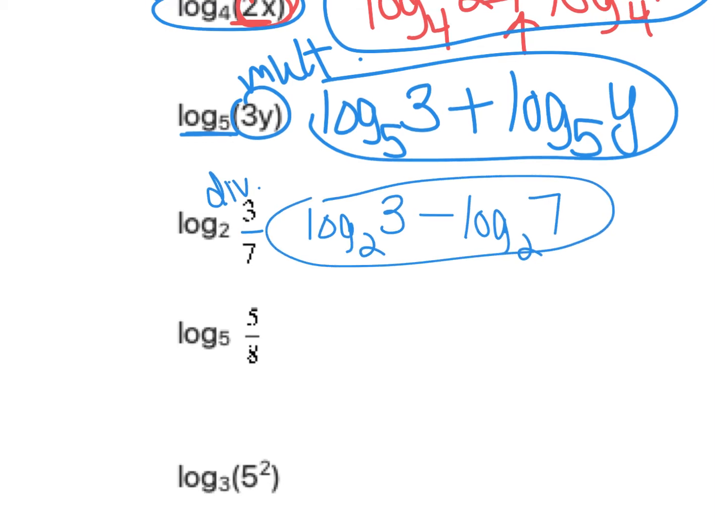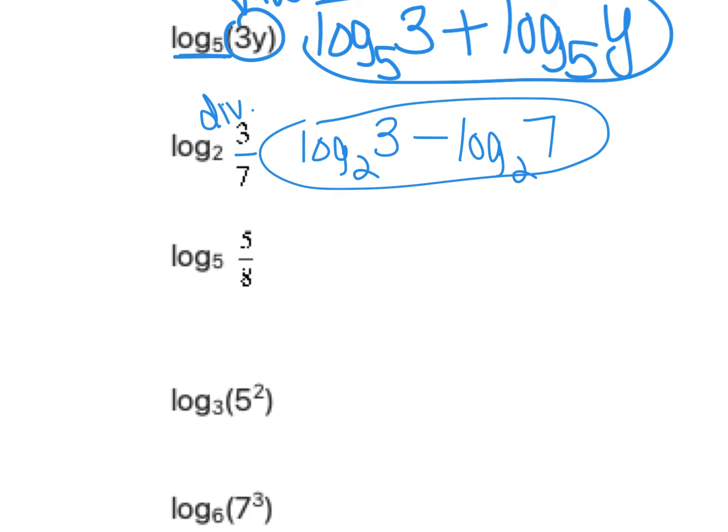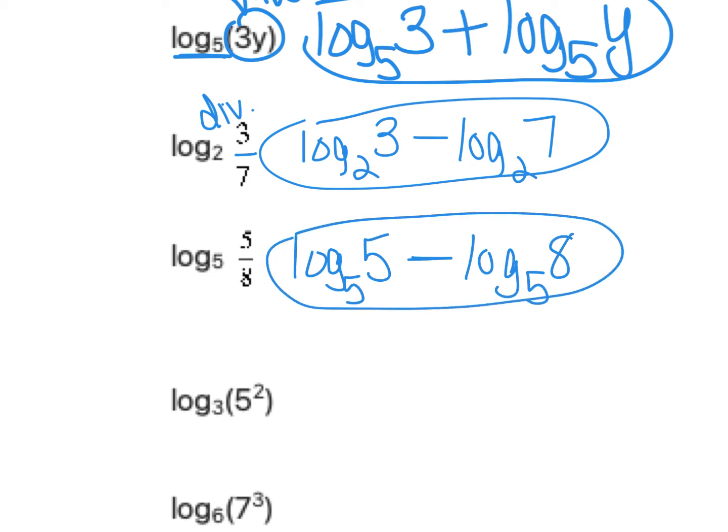Okay, so then the next one, we got log base 5 of 5 divided by 8. Division means subtraction. So we're going to log base 5 of 5, okay, minus log base 5 of 8. And technically, if we wanted to, log base 5 of 5 is a number, log base 5 of 8 is a decimal number. We could put them in numbers, but we are going to leave them in terms of logs.